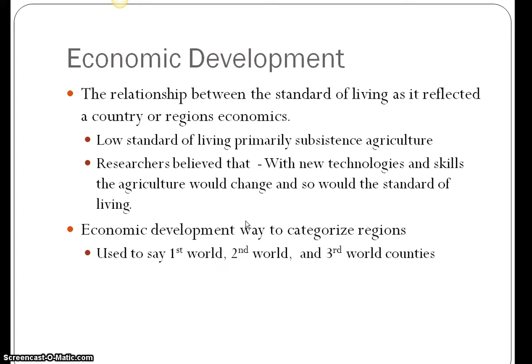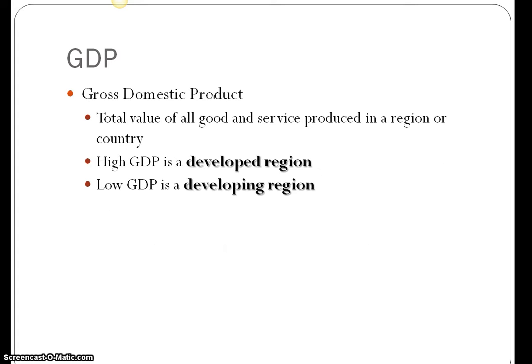So the author also begins to talk about how researchers began to look at countries that had a low standard of living and how they were primarily countries that had subsistence agriculture, and so hopefully with the development of new technologies and skills, agriculture would change and the standard of living would increase. We used to talk about economic development as first world countries, second world countries, and third world countries. Today, we use the term developed and developing.